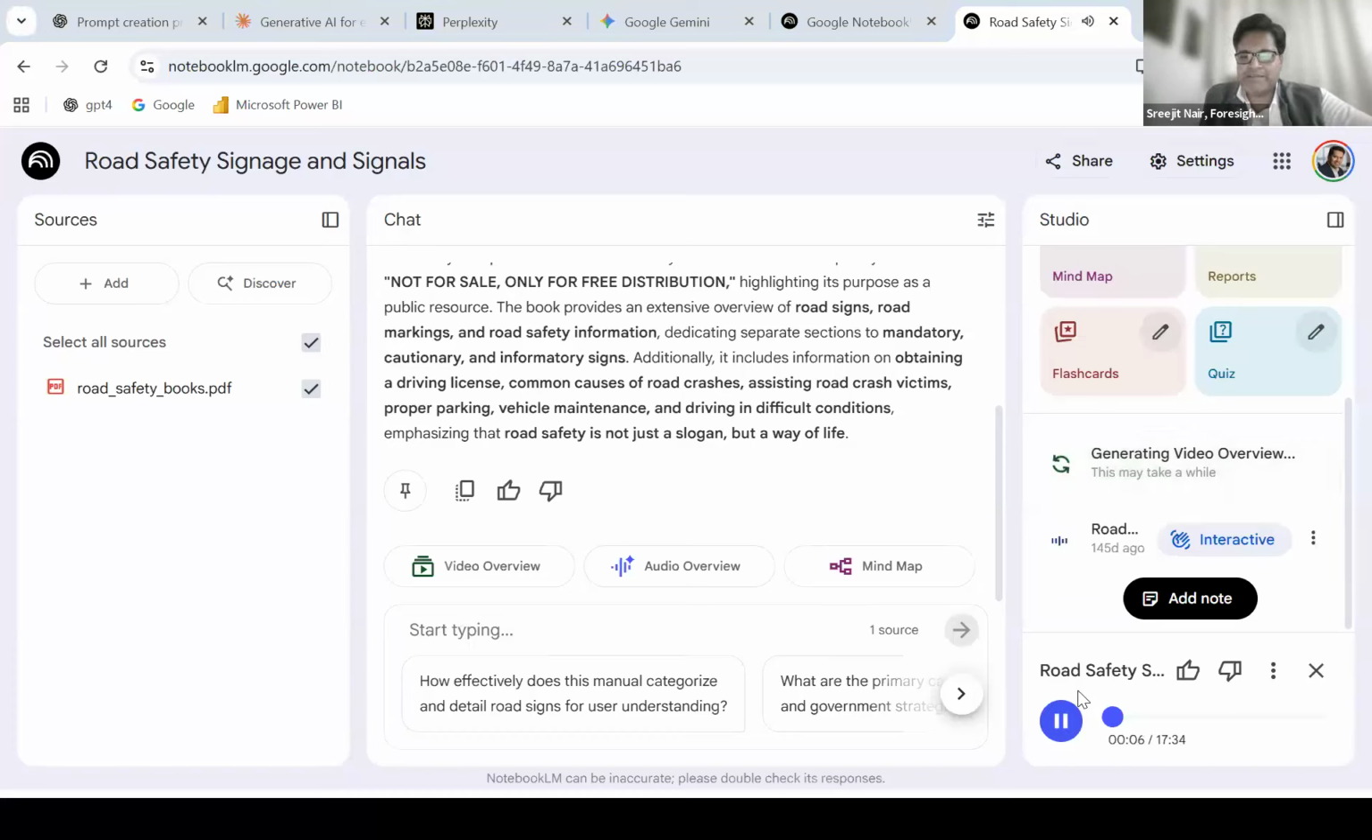Diving deep into something, well, surprisingly complex, but absolutely vital.